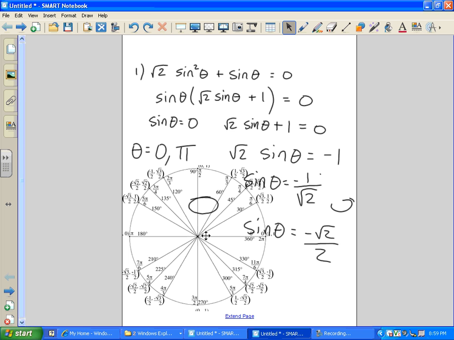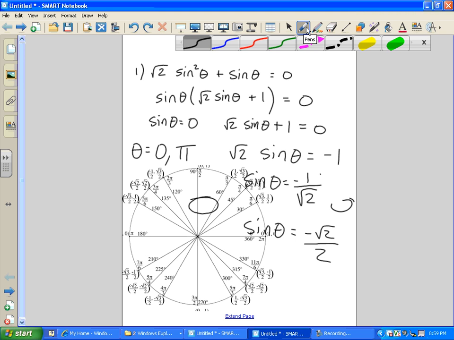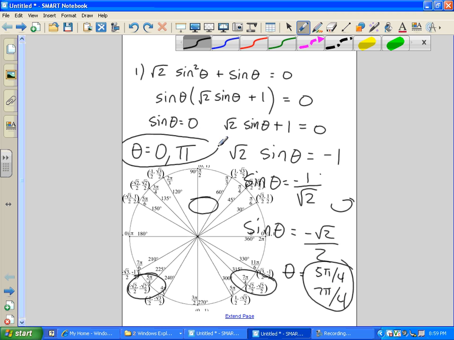So let's see, where is sine negative square root of 2 over 2? Well, sine is negative in the third and fourth quadrants. So notice that's going to put me at 5 pi over 4 and 7 pi over 4. And now we get theta is 5 pi over 4 and 7 pi over 4. So notice we have 4 solutions to the equation there.